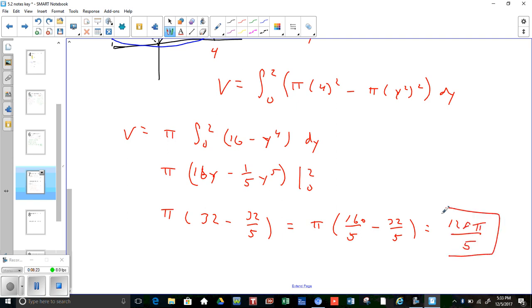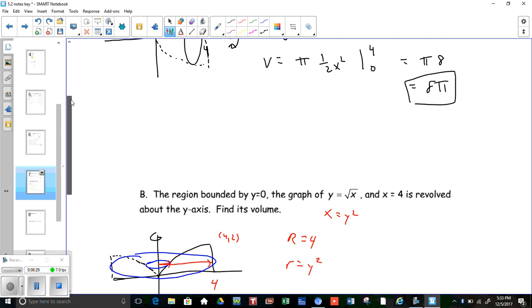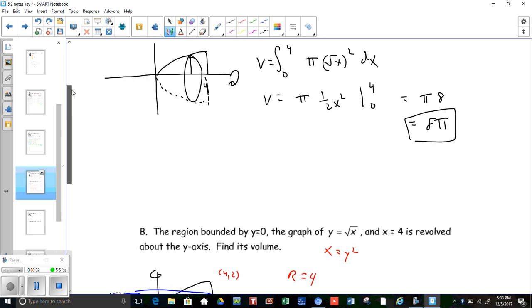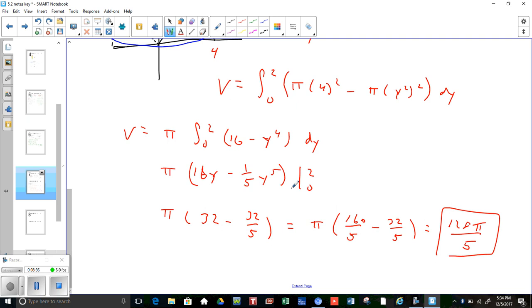And that's the volume of revolving this thing around the y-axis. Definitely different than the volume of revolving it around the x-axis. Way bigger, I think, actually. Yeah, way bigger. Okay.